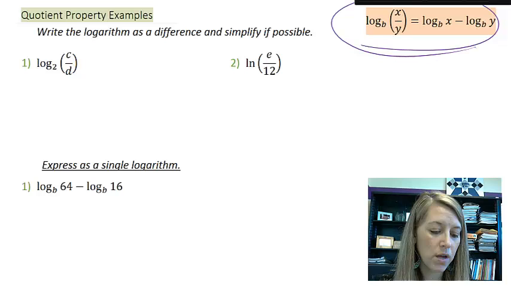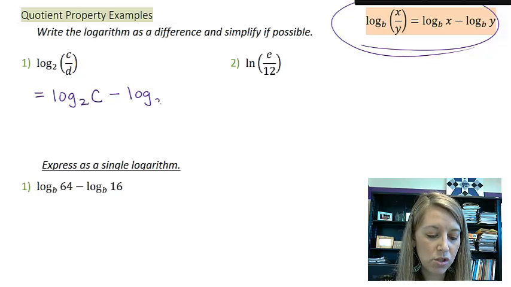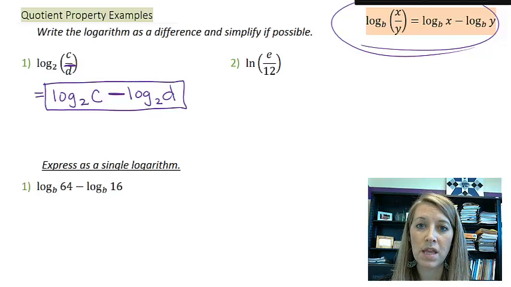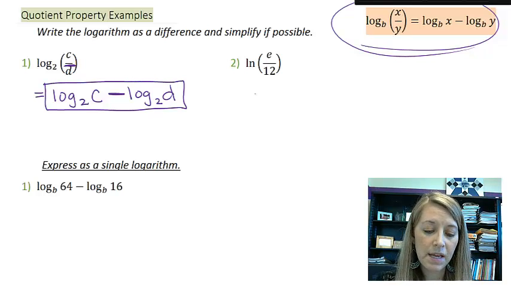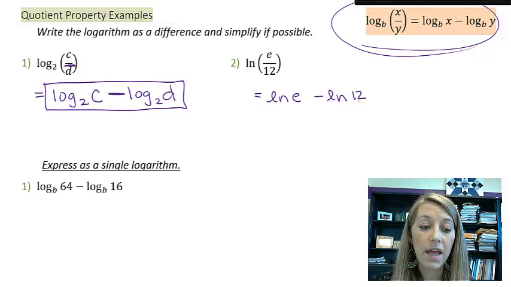Okay, in the first one, this is going to be log base 2 of c minus log base 2 of d. So basically, I just changed the division inside my logarithm to a subtraction in between two separate logarithms. Since all of these are variables here, I cannot do anything to simplify, so that's all we are expected to do at that point. In example 2, that gives me natural log of e minus natural log of 12.